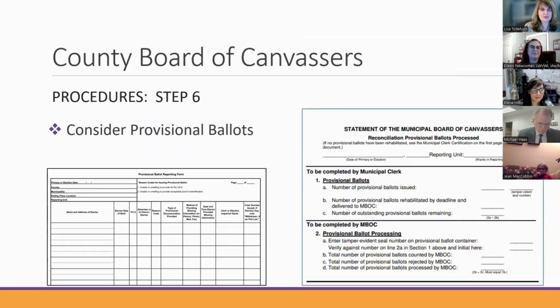We are going to look at all those provisional reports that we received from the municipalities. We already know how many are outstanding. We got those numbers on election night. We know where they're at. So usually about 4 o'clock on Friday, I'm emailing all my clerks: Do you have any provisionals outstanding? Am I getting more reports from you? So I know ahead of time.